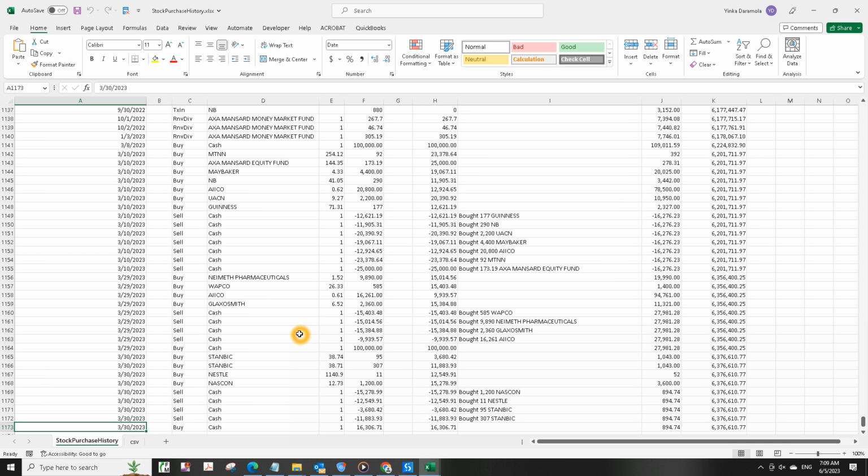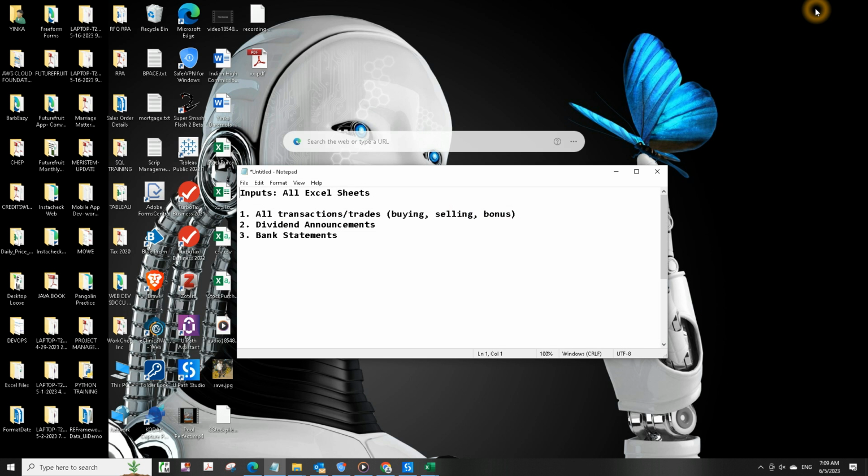But of course, in an investment banking house, they do a lot more than that. So you need this sheet that summarizes all the trades: buy, sell, incoming bonuses, that sort of thing.